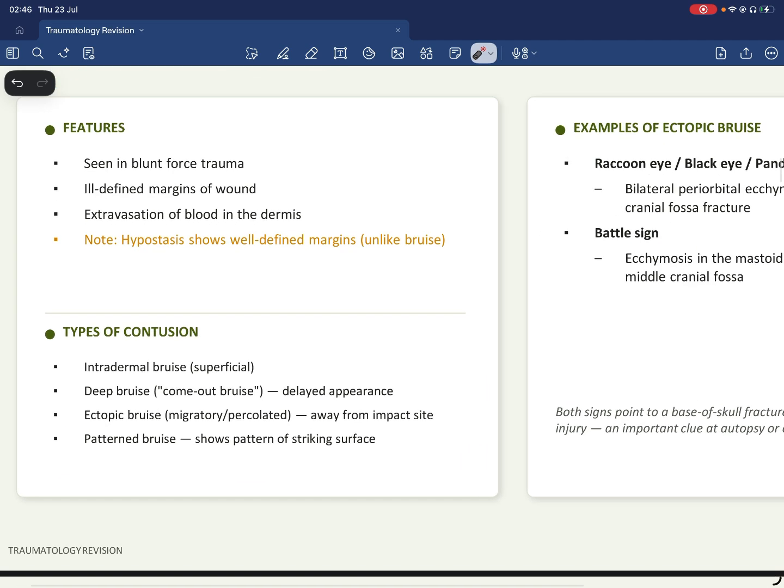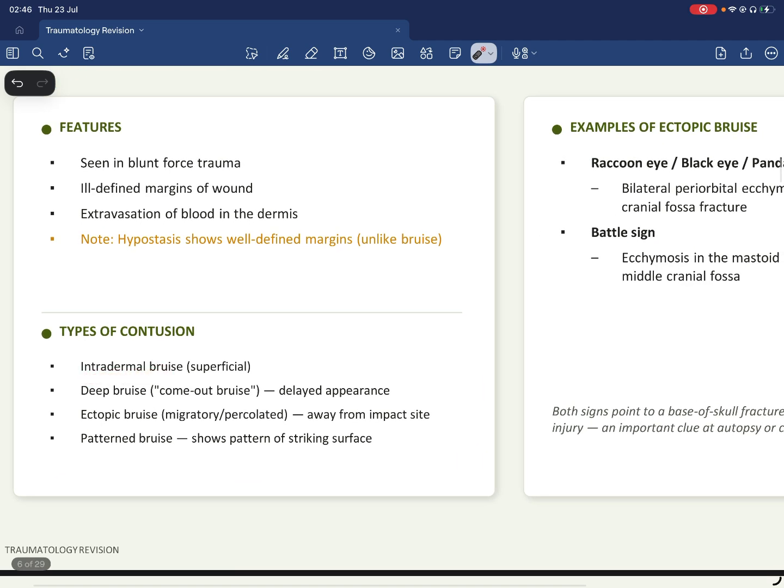We have multiple types of contusions: intradermal, deep bruise, ectopic bruise, and pattern bruise. Intradermal bruises are usually superficial. Deep bruise, also called come-out bruise, shows a delayed appearance. Ectopic bruise migrates from the site of injury to a different location. Pattern bruise shows the pattern of the striking surface.